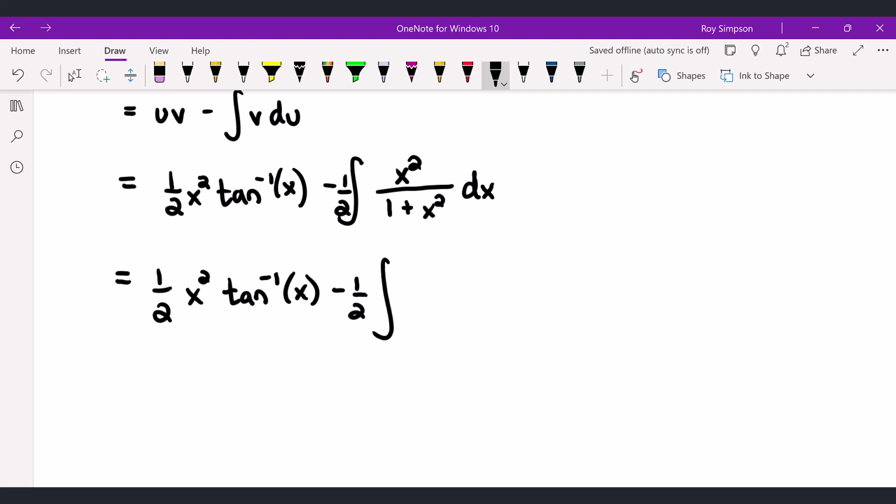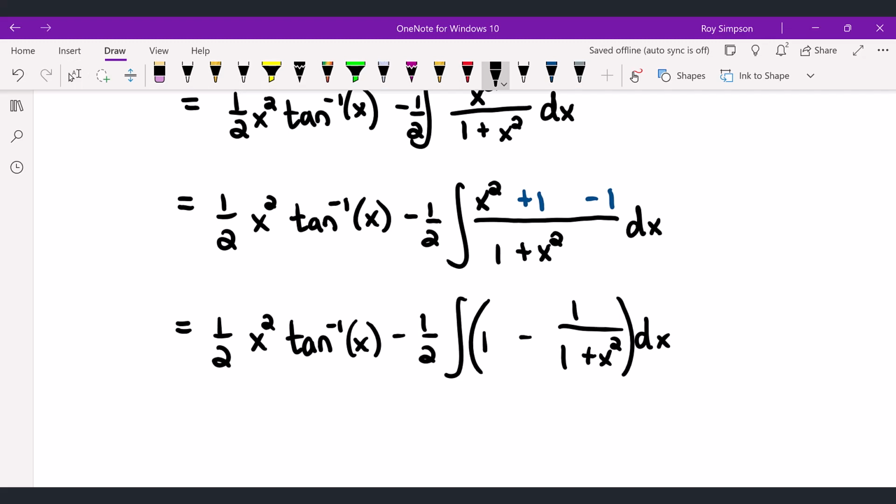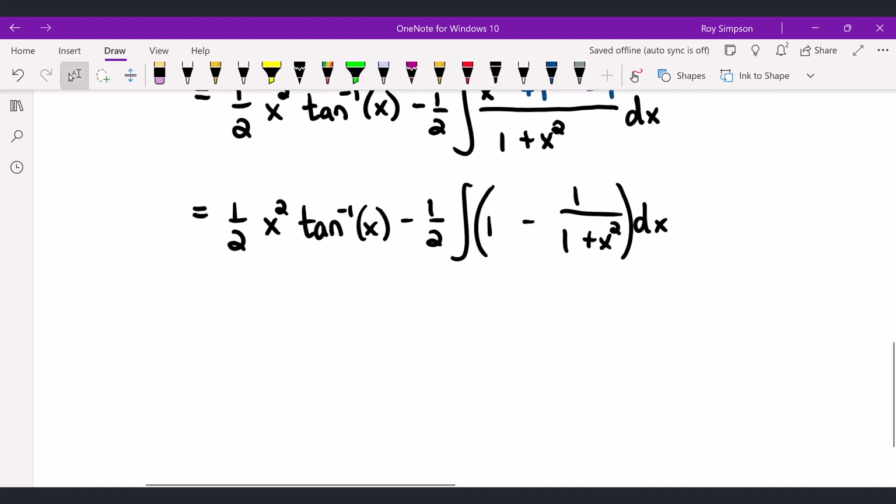Note that the denominator is 1 plus x squared, so I'd like the numerator to be that as well, just so it would cancel. So I'm going to go ahead and add and subtract 1 to the numerator. In other words, I'll have x squared plus 1 and then minus 1 in that numerator. And that's a really cool little trick, because then you can break up that fractional integrand into that business right there. And now it's pretty easy to find the antiderivative of that.